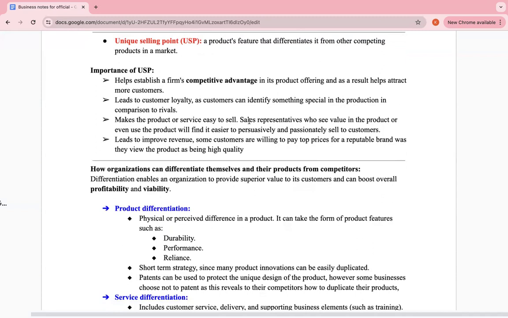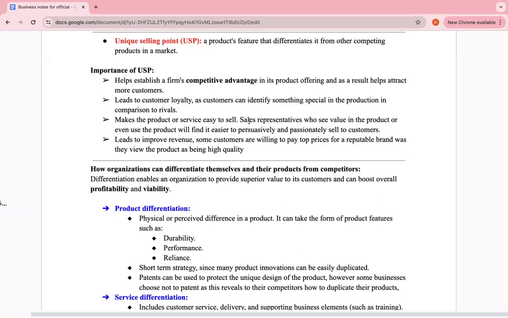The importance of having a unique selling point is that it helps establish a firm's competitive advantage in its product offering and as a result helps attract more customers. Unique selling point and competitive advantage go hand in hand, which is why competitive advantage is in bold. You always need to incorporate the words competitive advantage whenever a business has a unique selling point. Even if you're saying that the business should develop one, it should develop one in order to have a competitive advantage, because competitive advantage is the reason that the product is sold instead of the other competing product, and it makes the firm more attractive to customers.